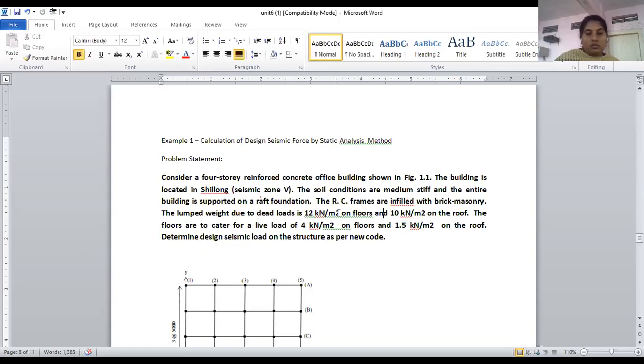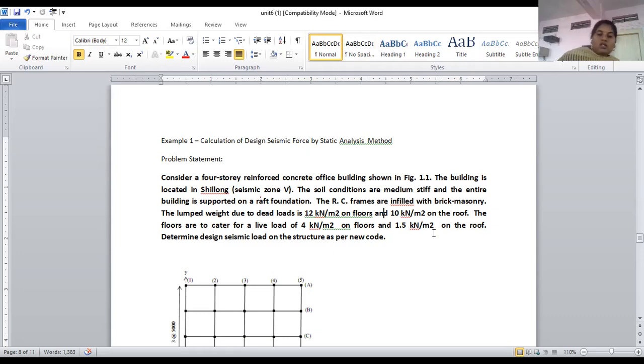Below this, write down the live load on each floor, which is equal to 4 kilonewton per meter square. And the live load on the roof is 1.5 kilonewton per meter square.